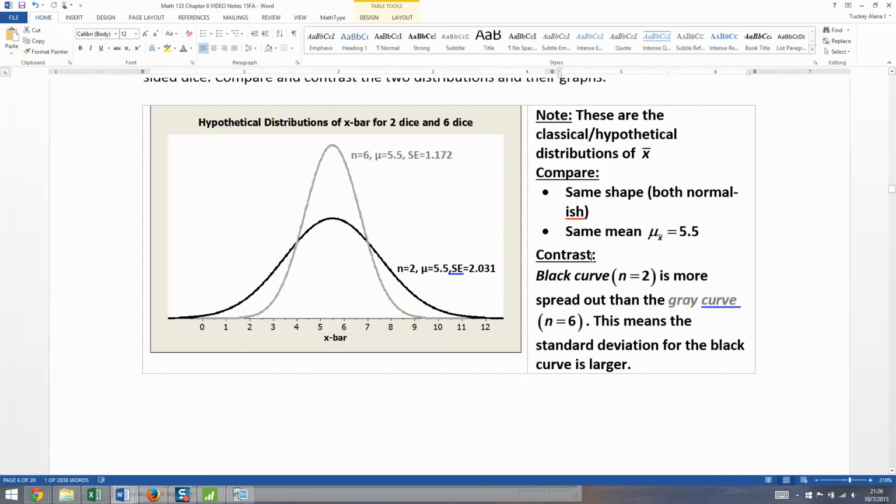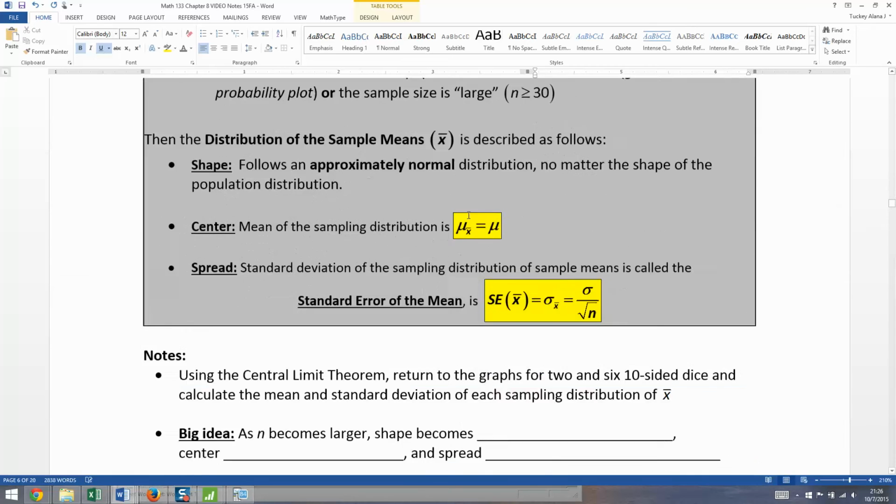So we can see that the theorem is holding up, right? The center is what we expect. They're both normally distributed, and the standard deviation has turned into something called the standard error. It is smaller than the standard deviation was. The standard deviation was 2.872, but the standard error of this sample mean is smaller than that. And the larger your sample is, the smaller it is, which is, I believe, the next point right here.